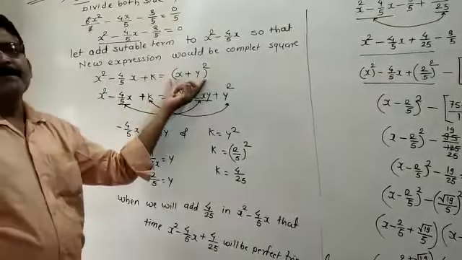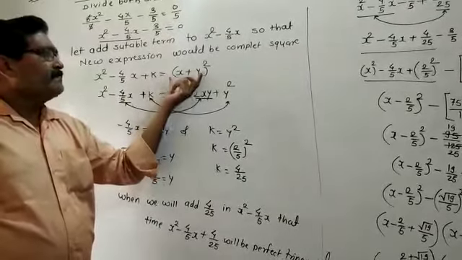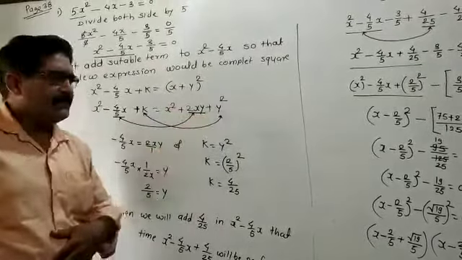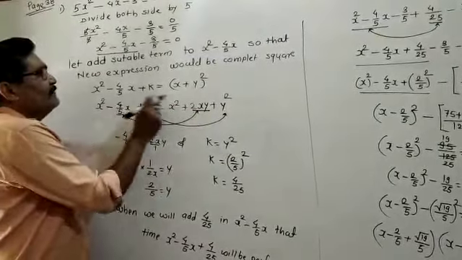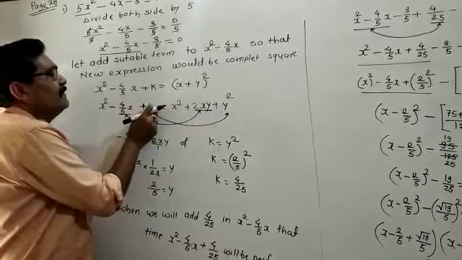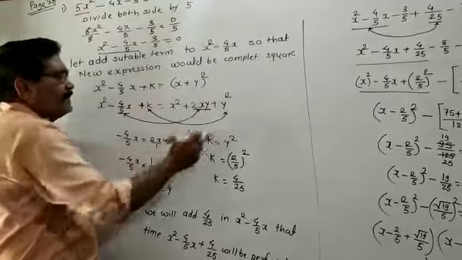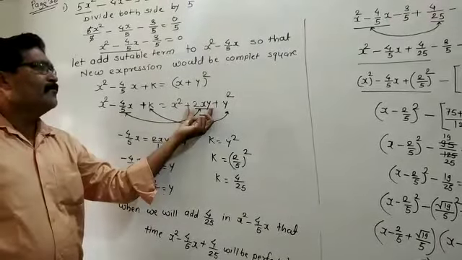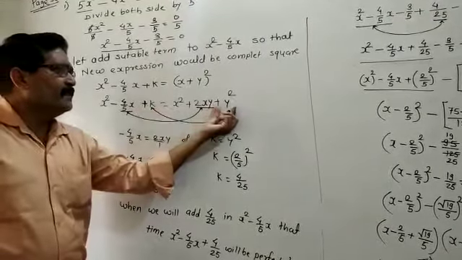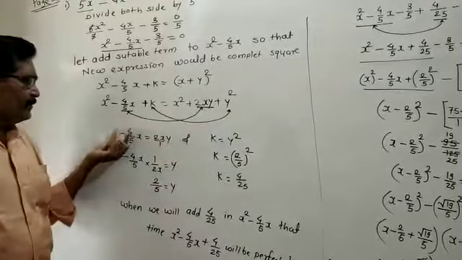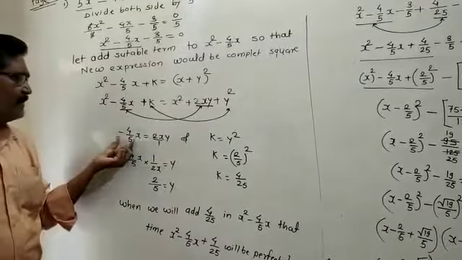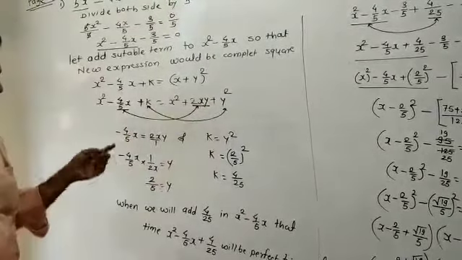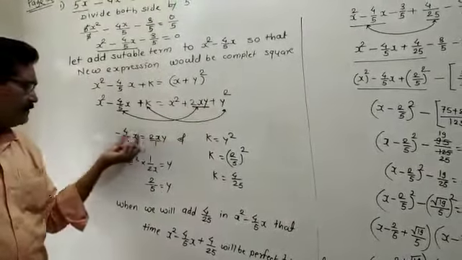You have to use the identity (x plus y) bracket square is equal to x square plus 2xy plus y square. This is the xy term. This is the k term and this is y square. Means you have to compare this 4 upon 5x with this 2xy and this k with the y square, and you have to write like this: minus 4 upon 5x is equal to 2xy and k is equal to y square.